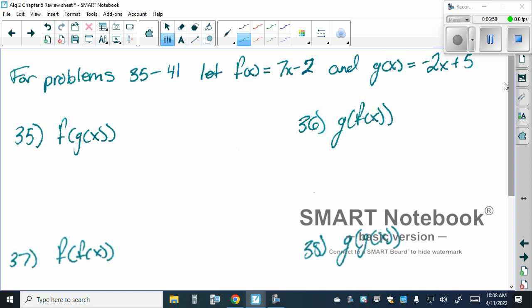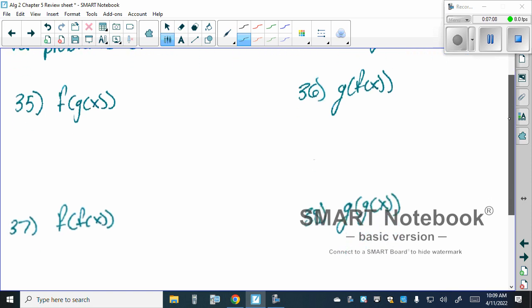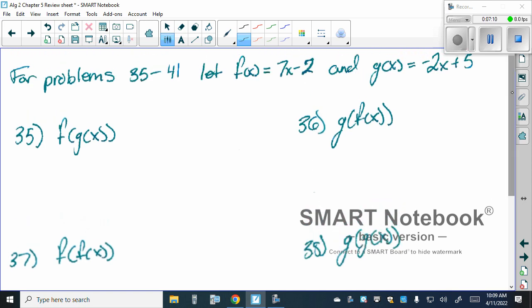All right. So the next thing we're going to look at is our composite functions. Which one do we want to look at? 35. So f of g of x. And with any of these here, we work from the inside out. So the first thing we have is f of g of x.